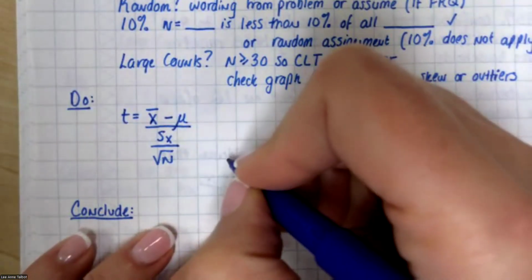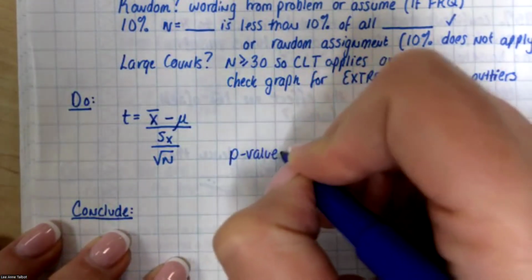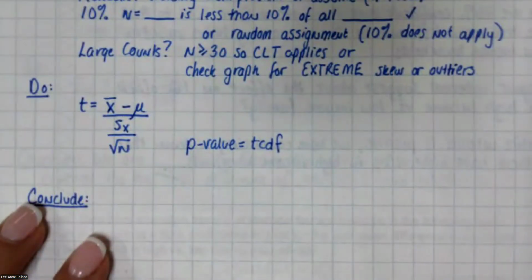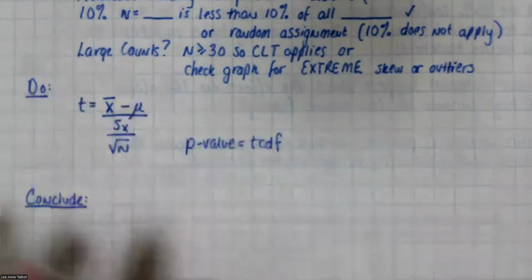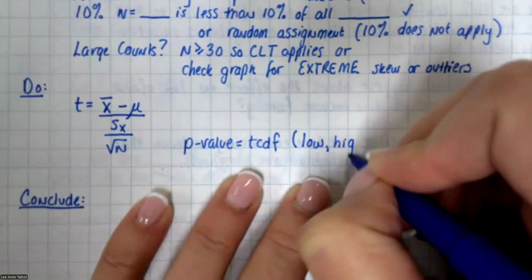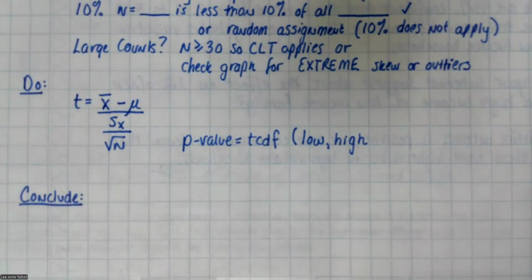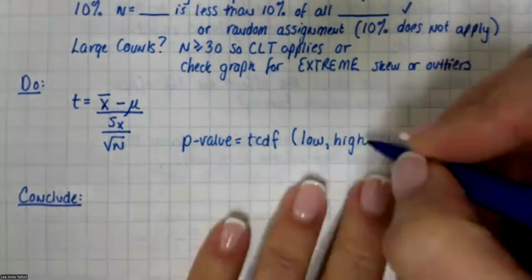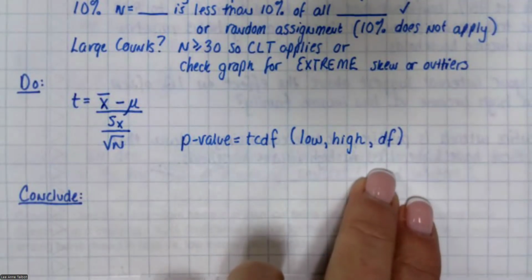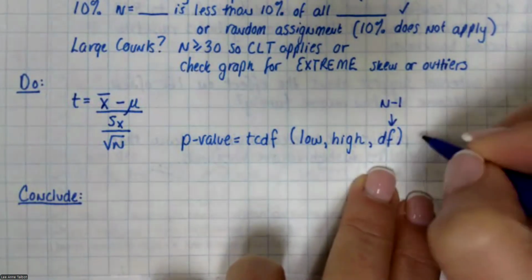I don't know if you guys noticed, but there's a tcdf. And tcdf is low, high. So yes, you're going to have to figure out which is which. It's not the same rules as normal cdf, but it's not 0, 1, it's degrees of freedom. Degrees of freedom is still n minus 1, as you would expect.